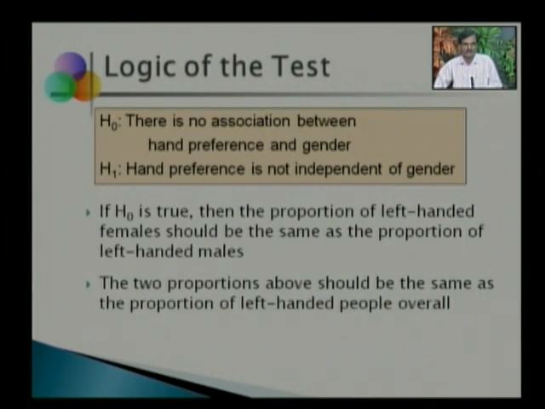So in this case the hypothesis is that there is no association between hand preference and gender, against there is an association. Obviously if the null hypothesis is true, that means there is no association. If there is no association, then the proportion of left-handed females should be the same as the proportion of left-handed males. That means the proportion is the same. So the two proportions above should be the same as the proportion of left-handed people overall.